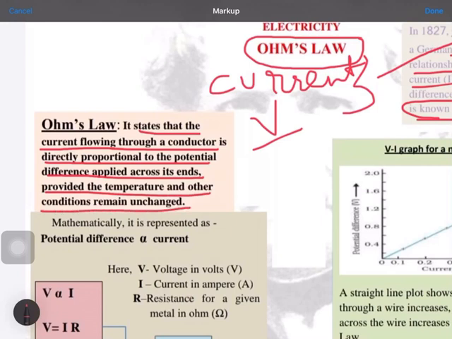Remember students, what we have studied, potential difference is measured between 2 points. So in this it is saying that when a current is flowing through a conductor, this V is directly proportional to current. That means potential difference is directly proportional to current. Remember, the temperature and other conditions should remain unchanged. This is very important because at different temperature there will be a difference in this.